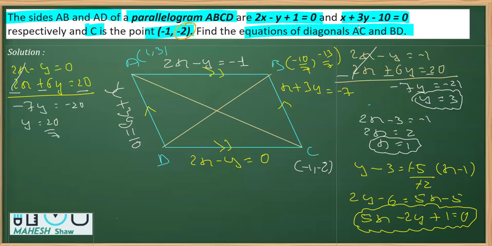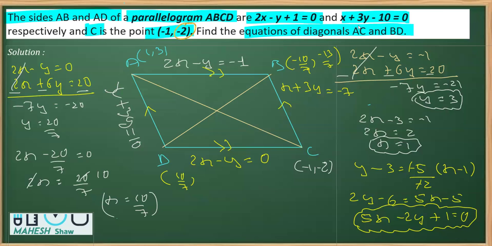Now placing y here, what do I get x as? This is +20, right? So placing y as 20/7 is equal to 0, 2x comes out to be 20/7. So we got x as 10/7. Am I right? It should be. Now the coordinates of point D: its x coordinate is 10/7 and the y coordinate is 20/7. Now from here we can obtain the equation of BD.